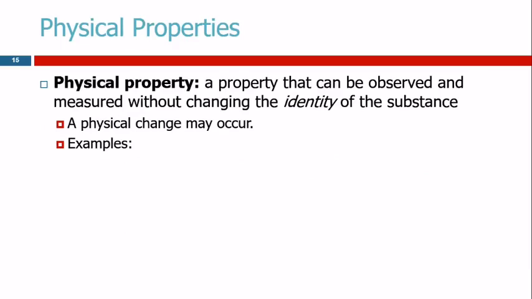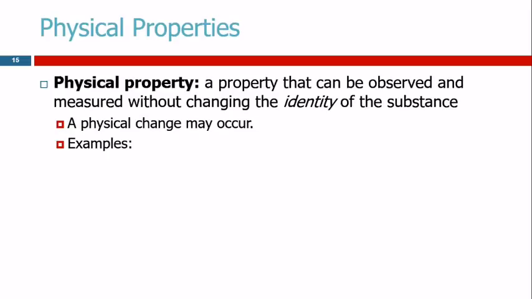We also have physical properties and chemical properties. I told you we like to classify things. So a physical property is a property that we can observe and or measure without changing what the substance is. We can measure it or identify it without changing the identity of the substance. So this may involve a physical change. So examples of physical properties.